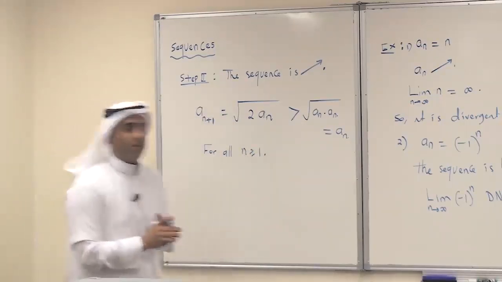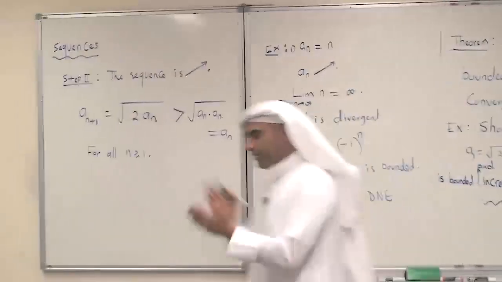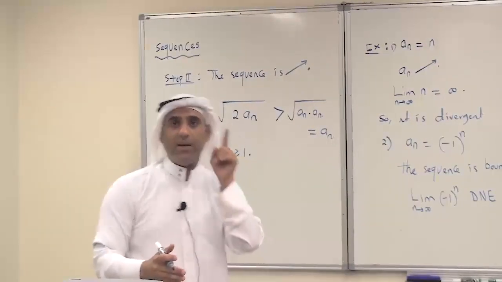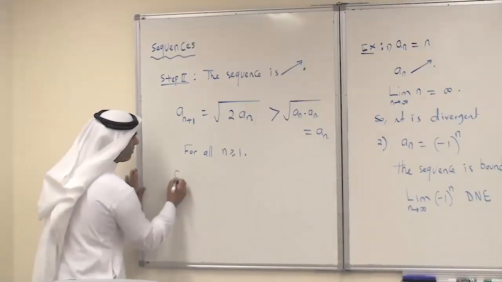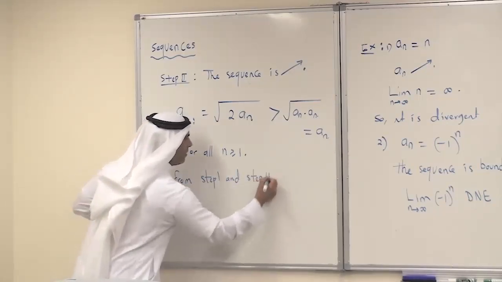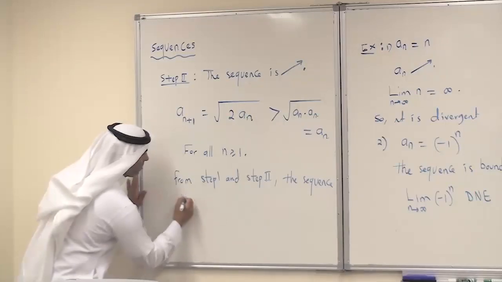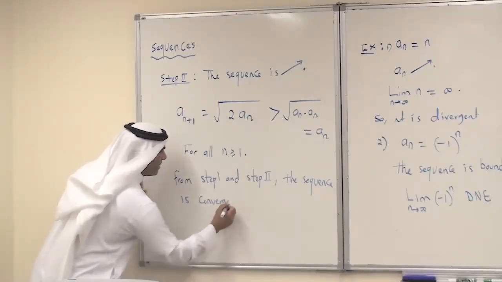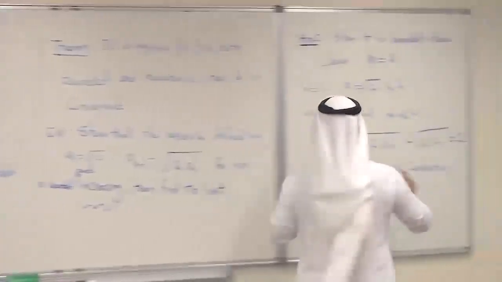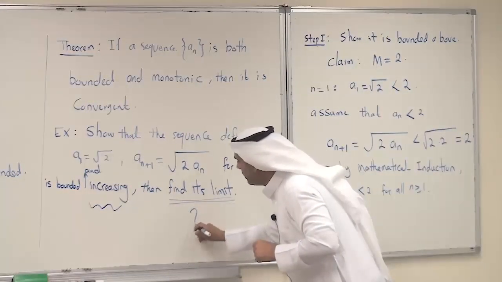Okay. So what do we have now? From step number 1, we get that the sequence is bounded above. From step number 2, we have the sequence is increasing. By the theorem we have, since it is bounded above and increasing, then it is convergent. So from steps 1 and 2, the sequence is convergent. Okay, fine. Now what is the benefit of this? The sequence is convergent. The second part asks, if it is convergent, show it is convergent and find its limit. Since we know it is convergent, let us see how to find the limit of it.